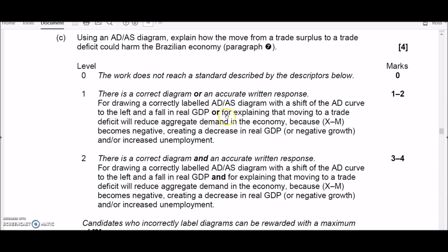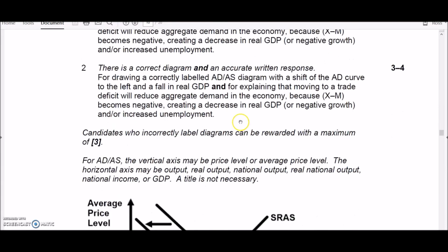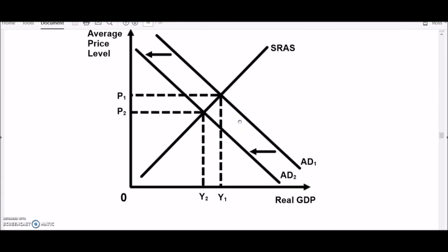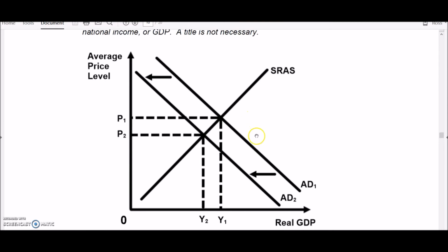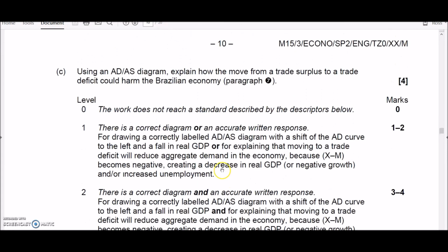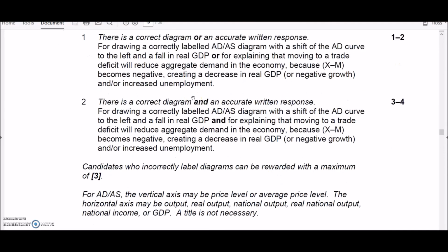Well, why would that happen? For explaining that moving to a trade deficit will reduce aggregate demand in the economy because net exports becomes negative, creating a decrease in real GDP. Let's break that down real quickly. Again, the 2 marks for the diagram, it's going to have to look like that. And really, you see here that it's not the Keynesian curve. There's no long-run aggregate supply. It's keeping it simple, and it's producing the result that the question asked for. What's going to happen to the Brazilian economy? So you want to show it as simply as possible.